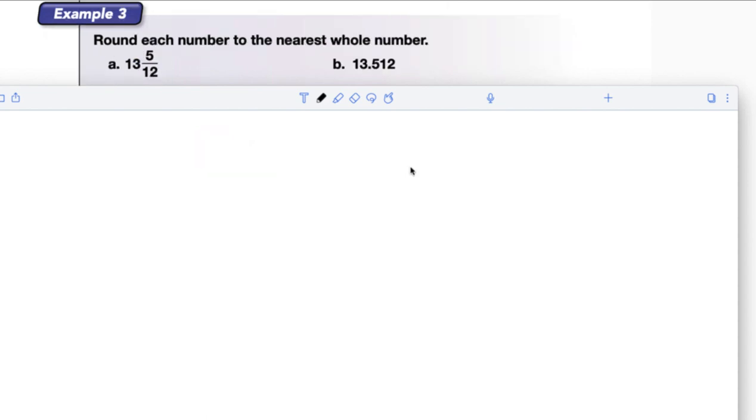All right, so we've reached example 3, and we're going to be rounding each number to the nearest whole number. So if we have 13 and 5/12, it's kind of tricky to figure out. I'm going to bring up this other one, part B. So this is A and this is B. Some kids mistakenly think that 13 and 5/12 can also be written like this. And I hope you're not one of those kids. And if you are, be disabused of that notion. You can't. These are not equivalent.